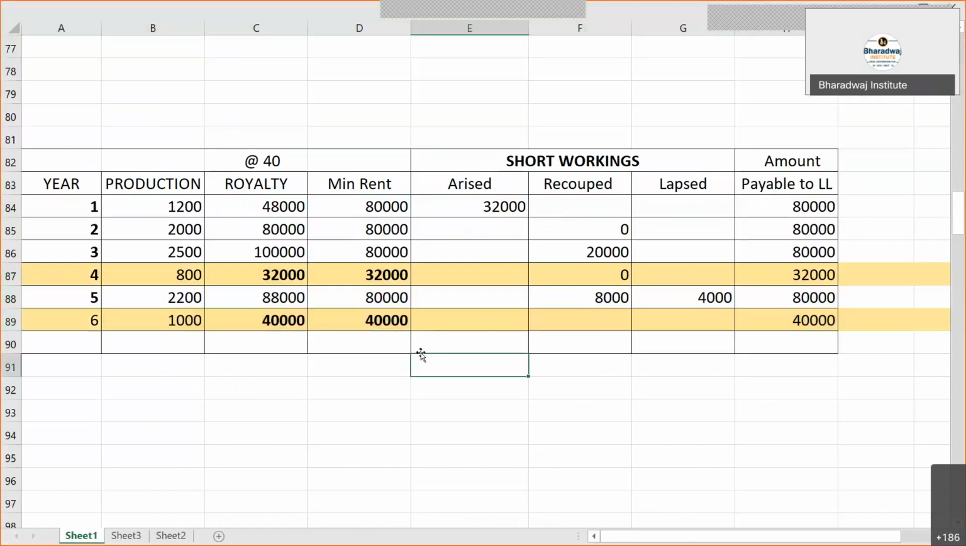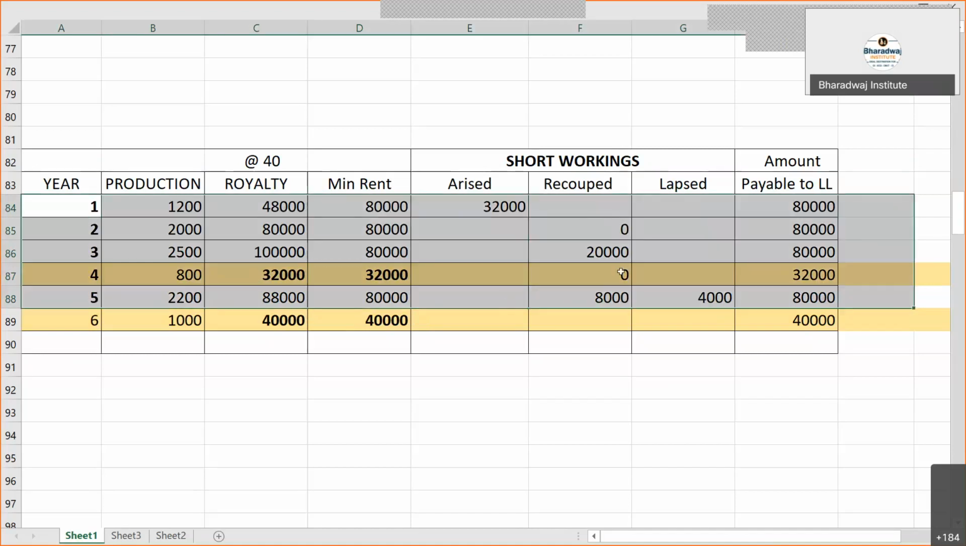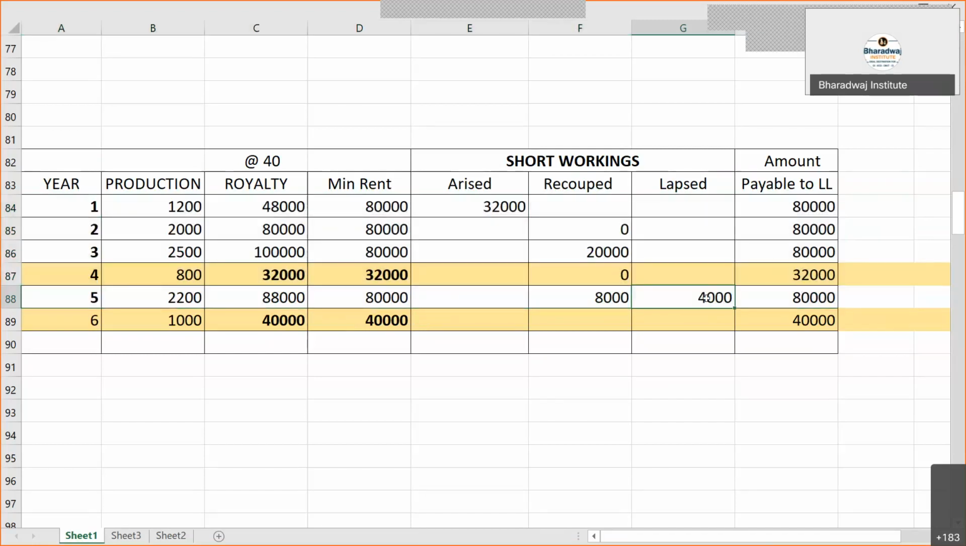First year short workings arranged is 32,000. Second year, there is no surplus, nothing is recovered. Third year, there is a surplus of 20,000, you can recover it. Fourth year also, there is no surplus, you have to pay 32,000 to the landlord. Fifth year, 8,000 surplus is available, you recover it. Time given is only the first 5 years. So out of 32,000, 28,000 is recovered. Balance 4,000 will be taken as lapsed. Then sixth year, royalty is taken as minimum rent because that's the year of strike. 40,000 you pay to the landlord.